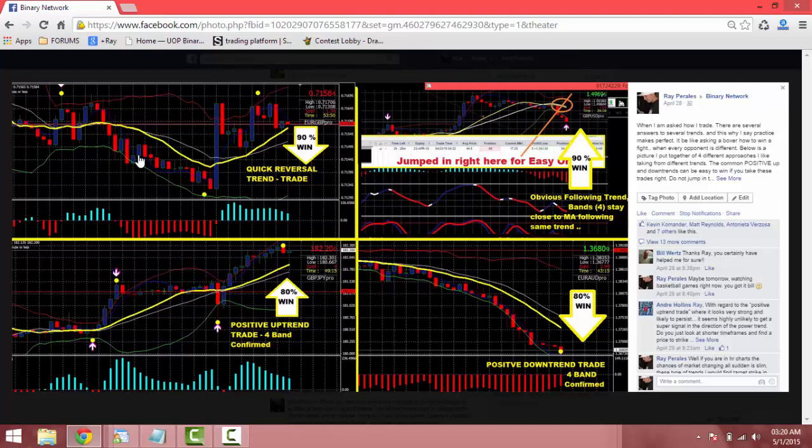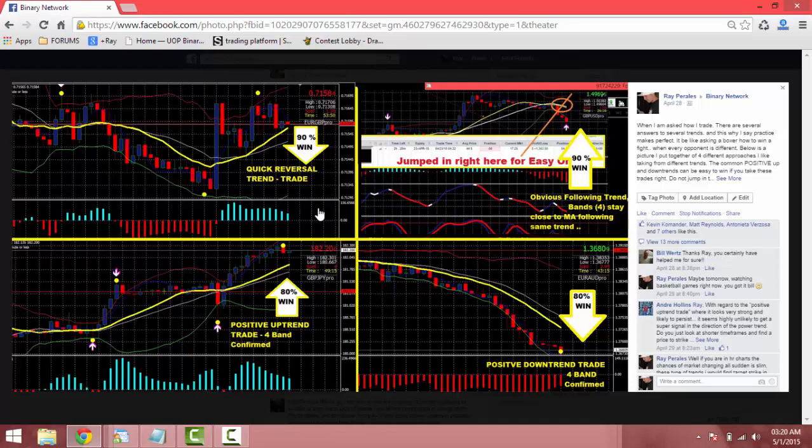In this case, we're going to start with the top left one, which is called a quick reversal trend. This is the kind of trade that I like to take, man. I love taking these kinds of trades. This is like a 90% trade to me. I rarely lose these kinds of trades.